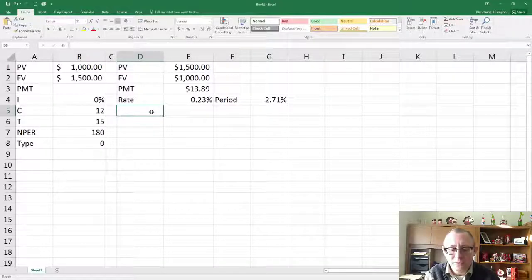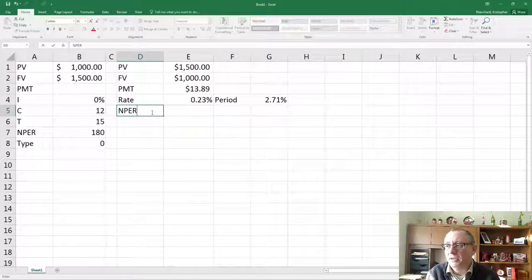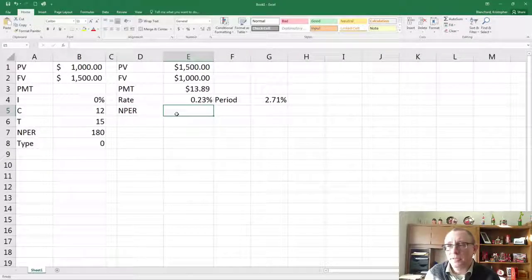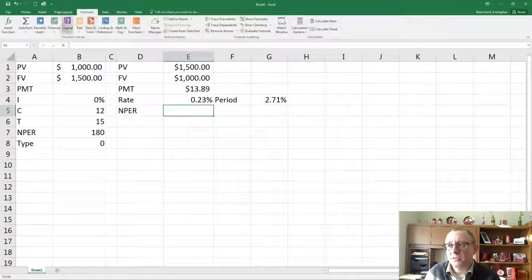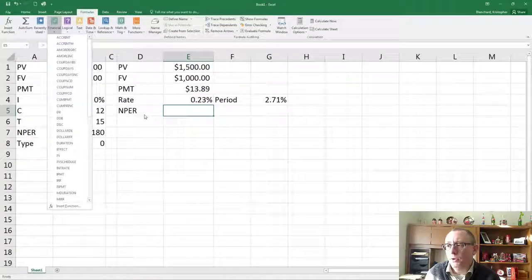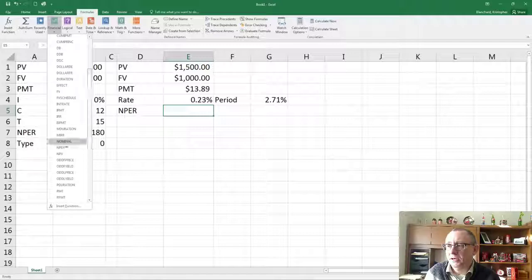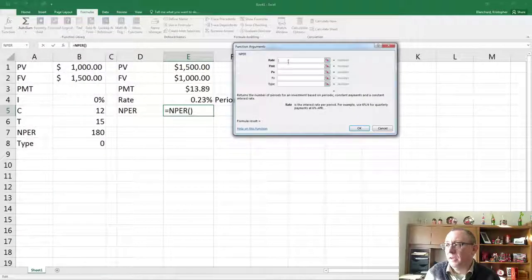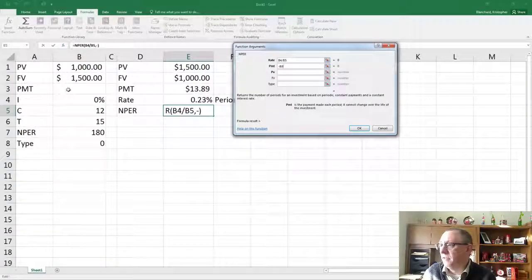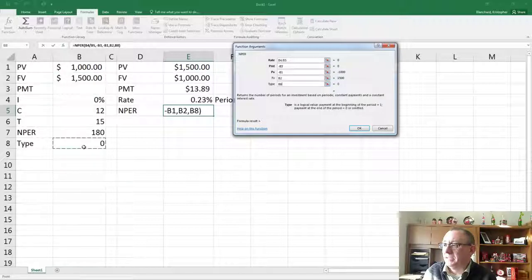The last formula that we use in our financial calculator is NPER, number of periods. And so, like the others, we go to our formulas, hit financial. What we're going to do is find the NPER. There it is, NPER. We start with this one again with rate, and we divide by compounding. Payment, we are going to put in as a negative, and our present value as a negative, our future value as a positive, and our type as a 0.